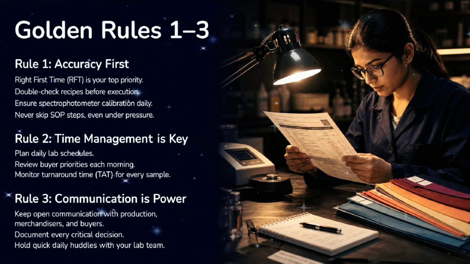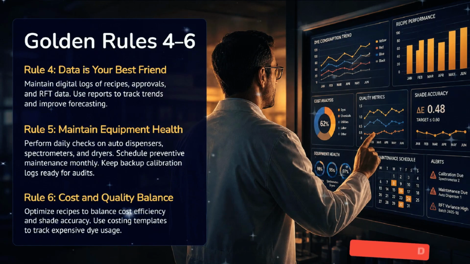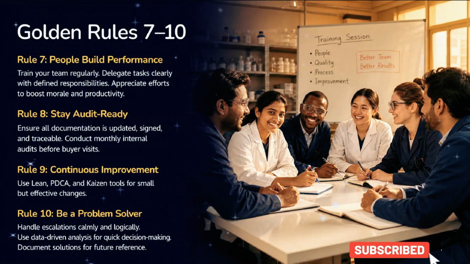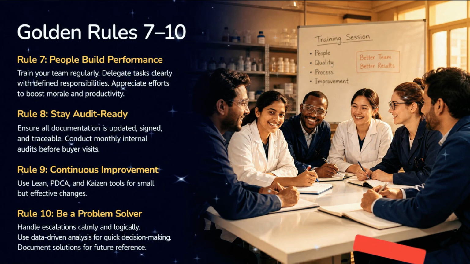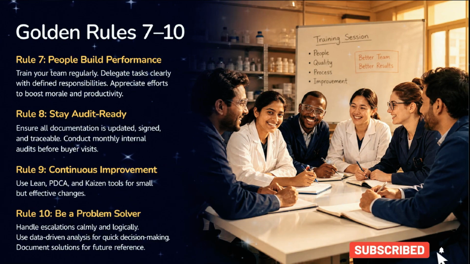Our first 3 golden rules focus on essentials. Prioritize accuracy to achieve right first-time results. Master your time management, and foster powerful communication across your team and partners. Next, remember that data is your best friend. Maintain equipment health for reliability, and always strike the right balance between cost efficiency and shade accuracy. Building high performance is about people and processes. Stay audit ready, commit to continuous improvement, and always approach challenges as a proactive problem solver.